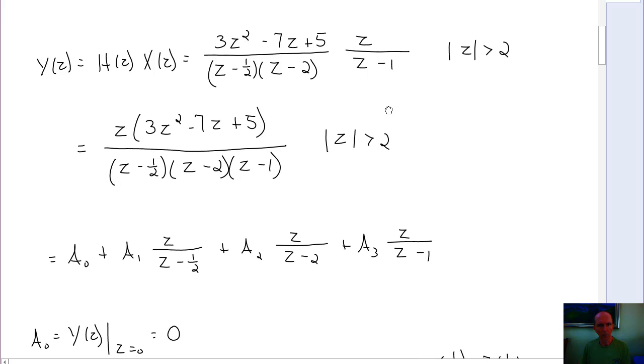So I know that the output of the system in the z transform domain is H times X. So I multiply H times X. And since this is a multiplication, I take the intersection of the regions of convergence. So |z| greater than 2 and |z| greater than 1 is just |z| greater than 2. And so I take this multiplication, this is my region of convergence, and I do a partial fraction expansion on it.